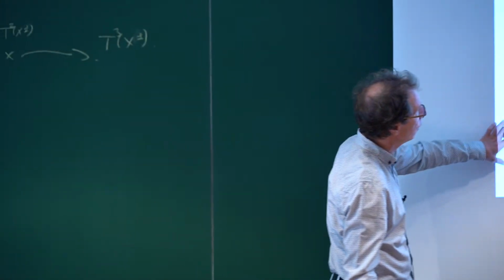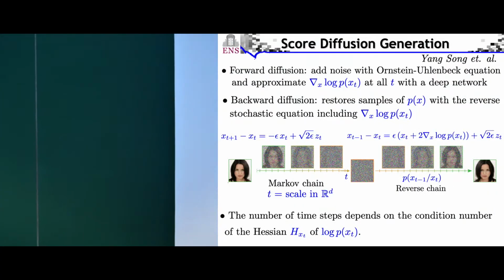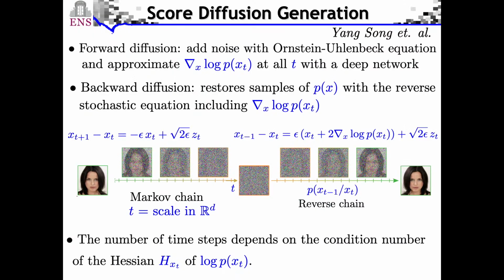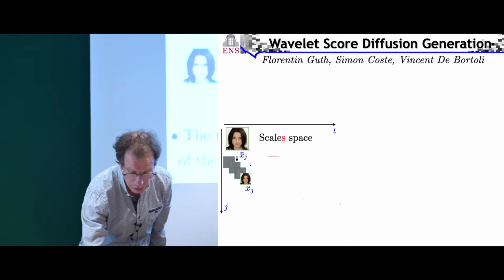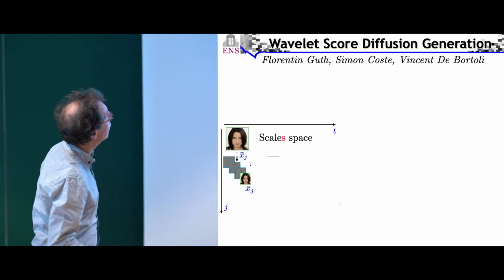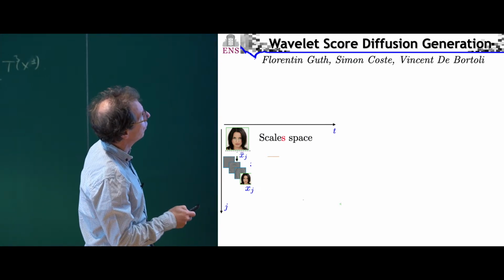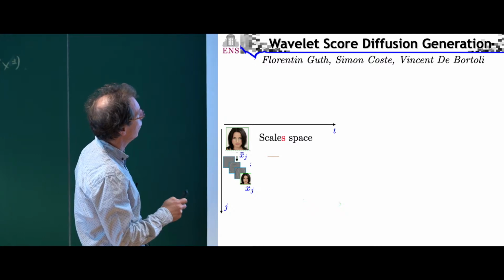So the problem here of this diffusion model is that you need a very large number of steps to go here. And you can think of it, you begin from a random process whose power spectrum has a 1 over omega decay, and you get to something which is white. So it takes a long, long time, in particular, to whiten all the low frequencies, which have much more energy. So that's the work of Florentin, who is here, and Vincent de Bortoli and Simon Coste.